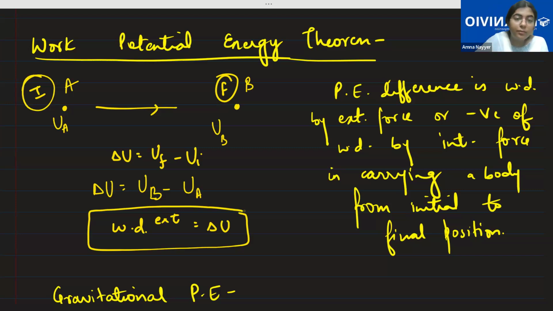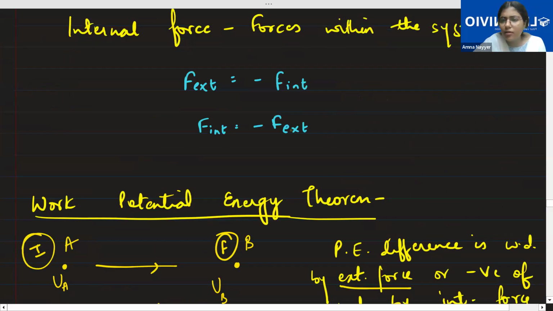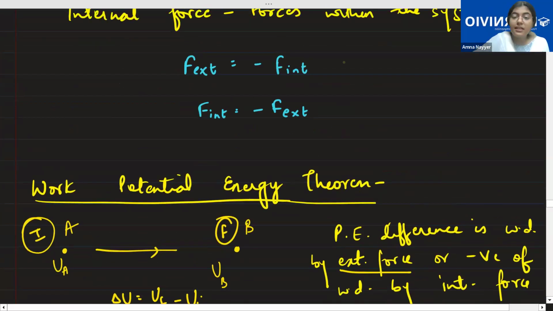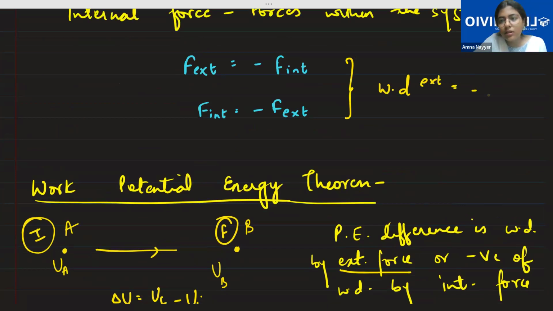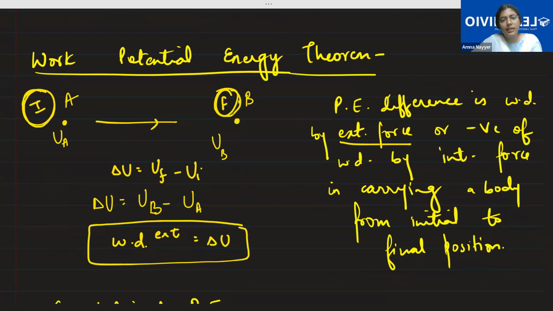So now what the work potential energy theorem says, potential energy difference is work done by external force. Okay, this is the work done by external force, or negative of work done by internal force. As I told you, these are negative of each other. So if these are two negative of each other, you can say work done by external is also negative of work done by internal, or you can just exchange the minus sign wherever required. Or negative of work done by internal in carrying a body from initial point here to a final point here. Yes, tell me class.